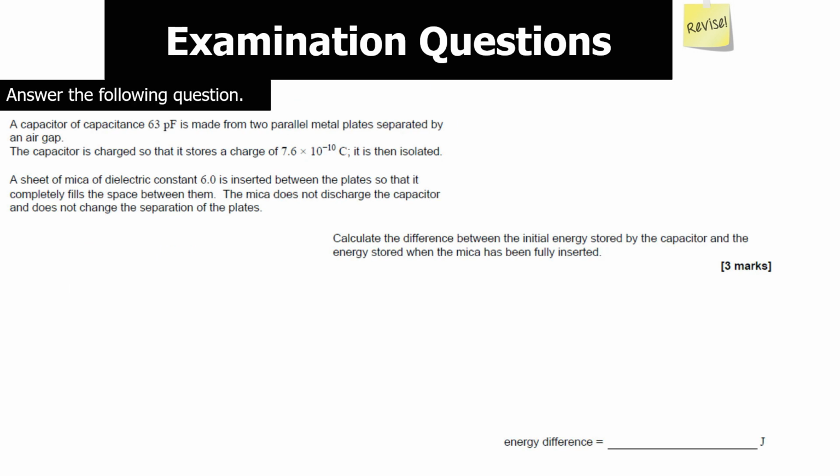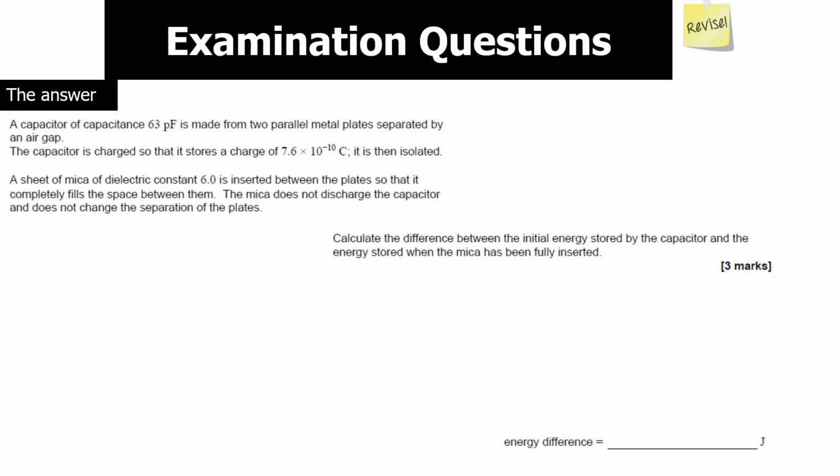The next question says, a capacitor of capacitance 63 picofarads is made between 2 parallel plates separated by an air gap. Now calculate the difference between the initial energy stored by the capacitor and the energy stored when the mica has been fully inserted. So pause the video now, then unpause the video when you want to go through your answer.